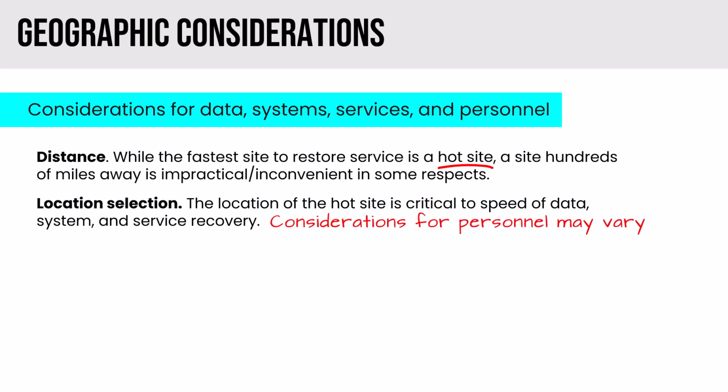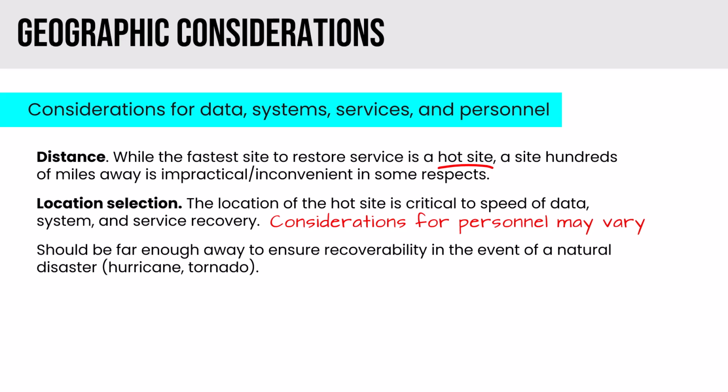Now, the considerations for personnel may vary because we can often work remotely. And that location should be far enough away to ensure recoverability in the event of a natural disaster like a hurricane or a tornado. And your public cloud providers are a great example to follow. Your CSPs definitely ensure they're far enough away for recoverability when they pick their own primary-secondary pairs. In fact, they typically maintain 300 plus miles between sites. So it's pretty common that for a cloud service provider in the public space like AWS or Azure, they'll have a primary site, say, on the East Coast, and the secondary failover site will be on the West Coast.